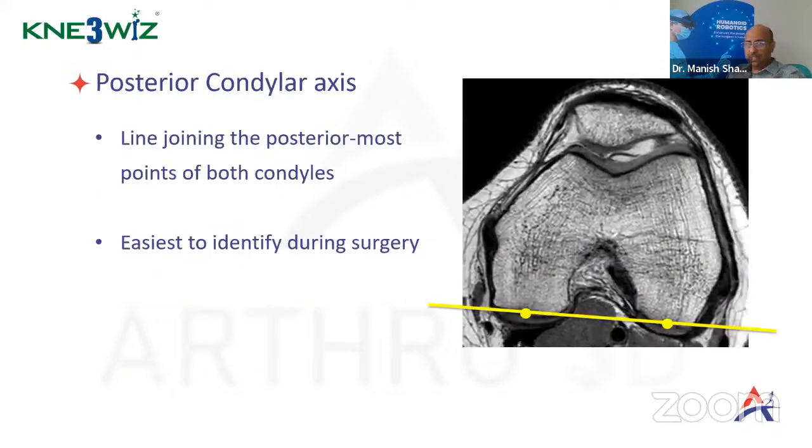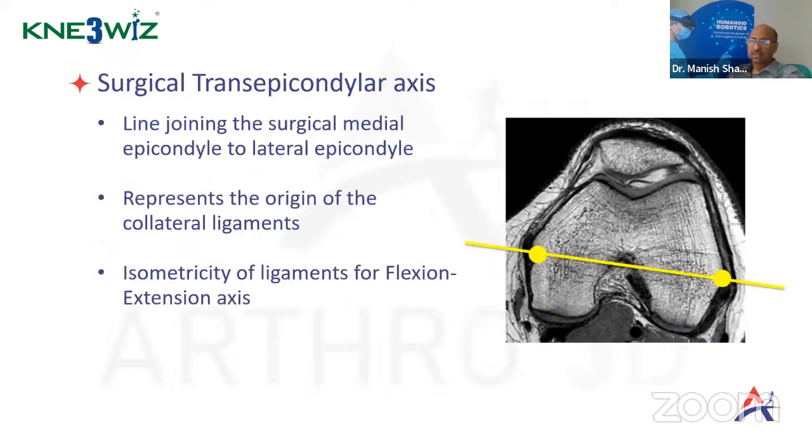The posterior condylar axis is the line joining the posterior-most point of both condyles. It's the easiest to identify in surgery. The surgical transepicondylar axis is the line joining the surgical medial epicondyle to the lateral epicondyle. It represents the origin of the collateral ligaments. And aligning it in this position maintains the isometricity of ligaments for the flexion extension axis.